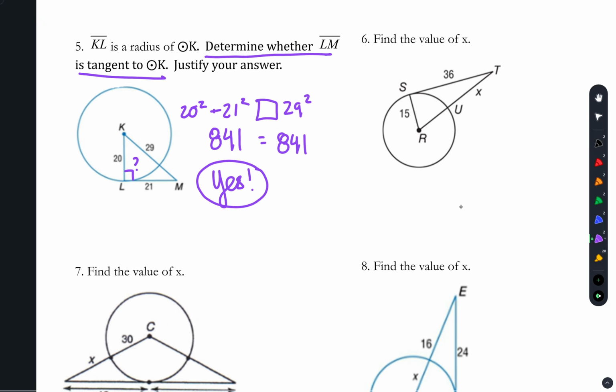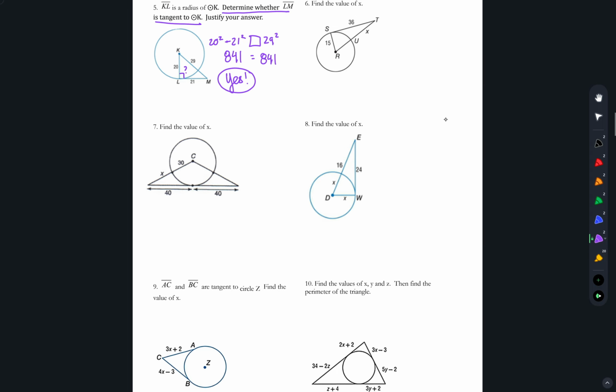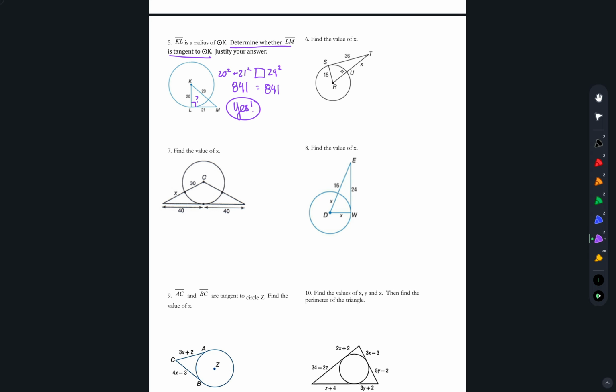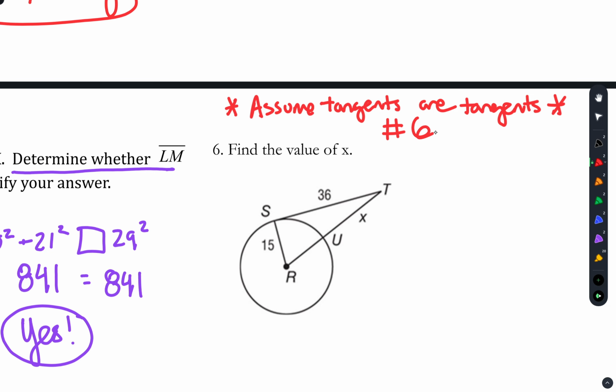For the rest of these, for 6 through 10, we are now going to assume tangents are tangents. So maybe make a little note. For 6 through 10, we're now assuming tangents are tangent. I believe in your math lab it says that same thing, like assume that these things are tangent. I'm just telling you right now so we don't get confused on why we're getting right angles and stuff like that. Let me put numbers 6 through 10.